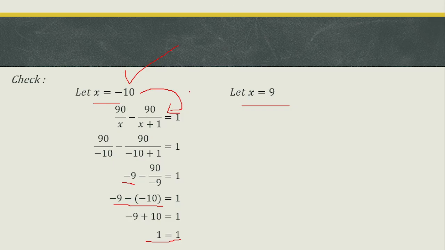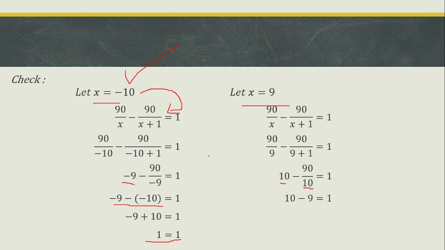Now let's check the second root. So let x is equals to 9. Copy the original equation, substitute the values. So yan na yung kalabasan, 90 over 9 minus 90 over 9 plus 1 is equal to 1. So 90 divided by 9, the answer is 10, minus 90 over 9 plus 1, so 90 over 10. Then divide 90 over 10, it will be 10 minus 9 is equal to 1. So 10 minus 9, the answer is 1. So 1 is equal to 1.